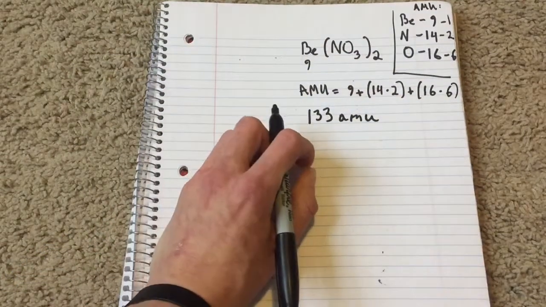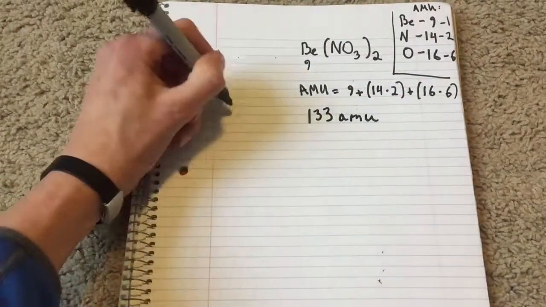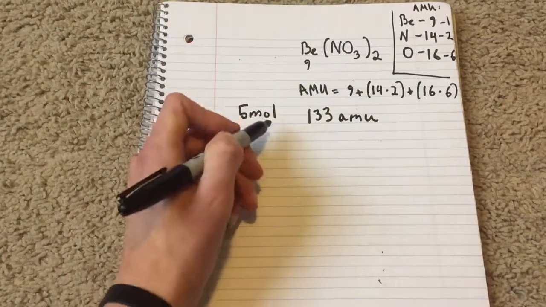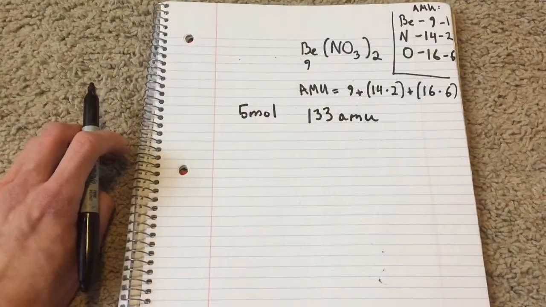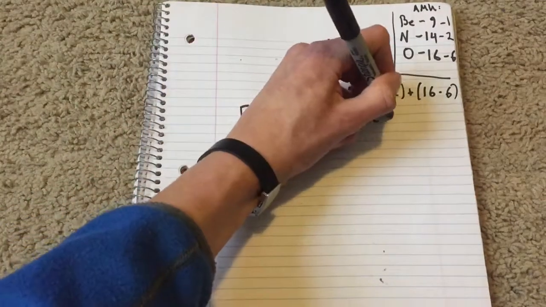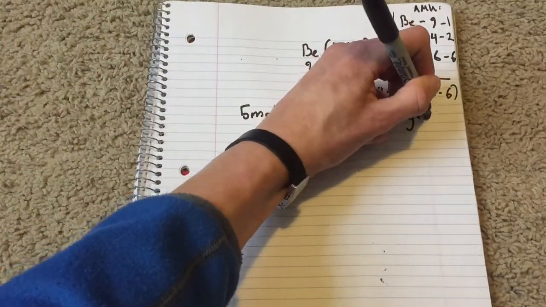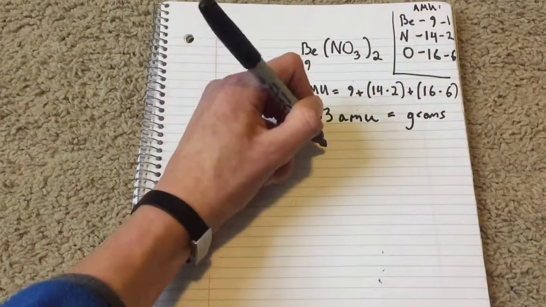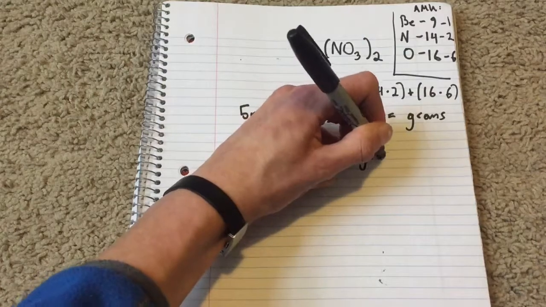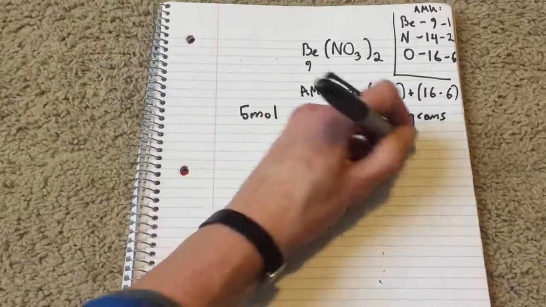AMU. Okay, well, let's say we want 5 mole. We want 5 mole of beryllium nitrate. Well, we just multiply this again, and we should get our grams. And in this case, it equals 665 grams. That is our answer.